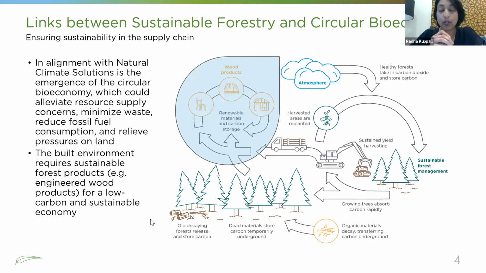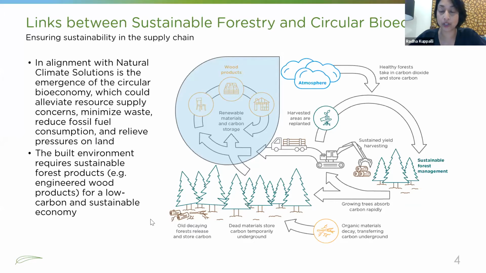So the carbon cycle, the right side of this diagram, is a lot of what we're thinking about as a forest manager when we're managing our forests. So everything from ensuring that we're managing the land in a sustainable manner, having sustainable harvesting, making sure planted areas are replanted. But the thing that's also very important is that the emergence of a circular bioeconomy is equally critical here, which could alleviate resource supply constraints, minimize waste, substitute sustainable wood fiber for fossil fuel-based materials, and relieve the pressures on land. So certainly the built environment requires sustainable forest products, such as sustainable engineered wood products for a low carbon and sustainable economy.